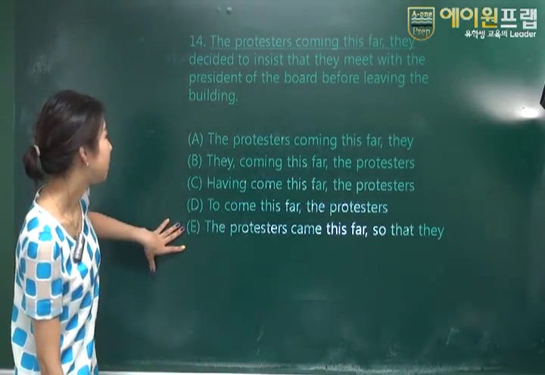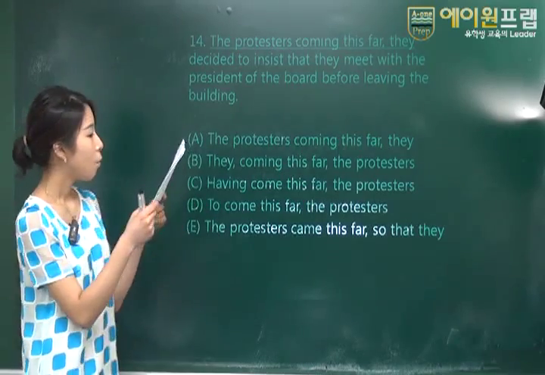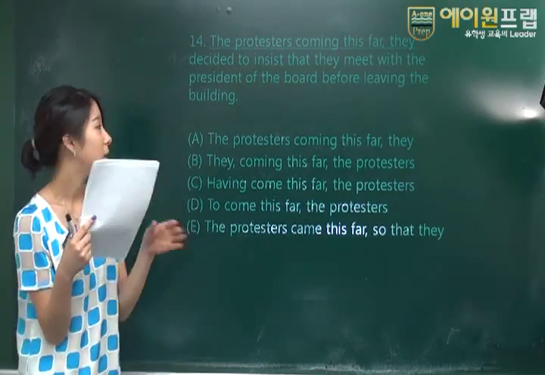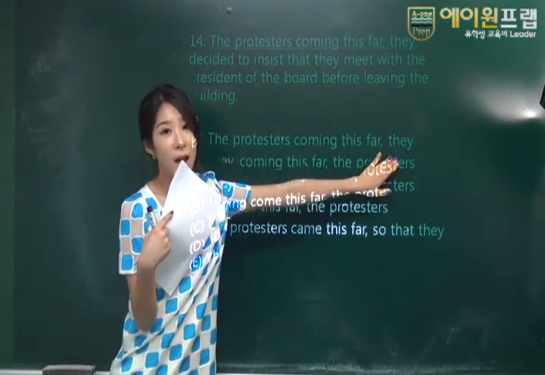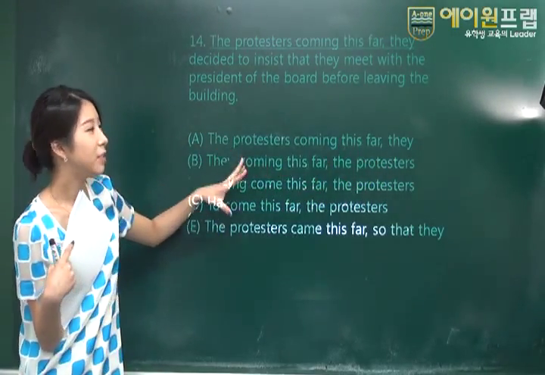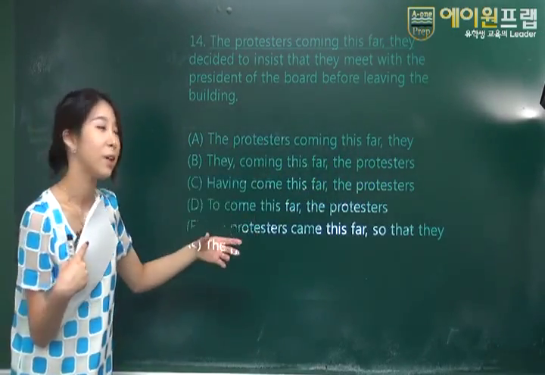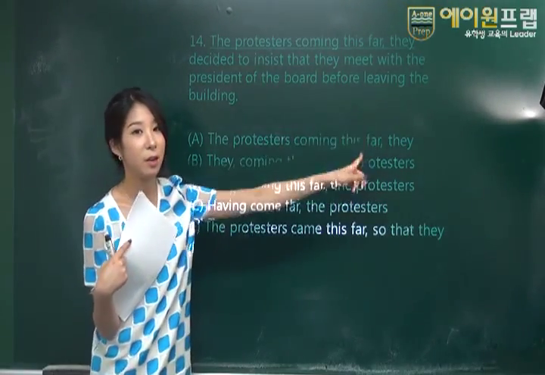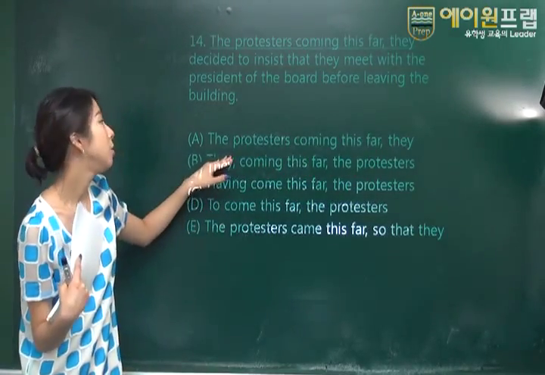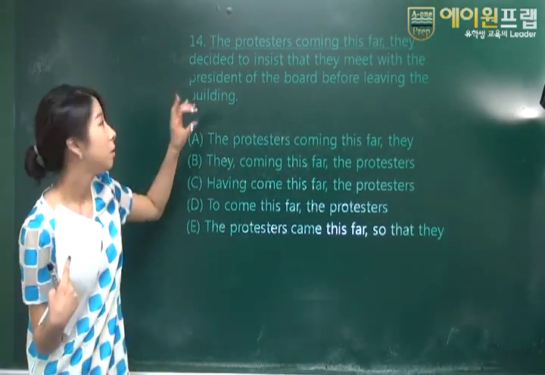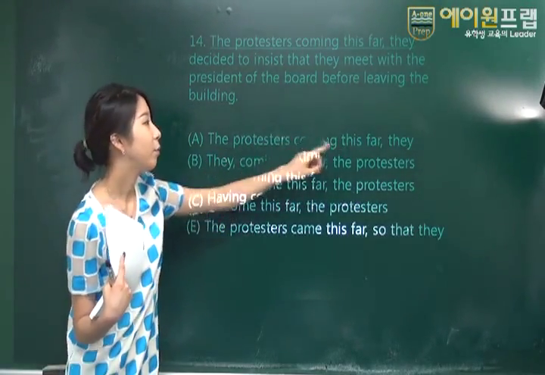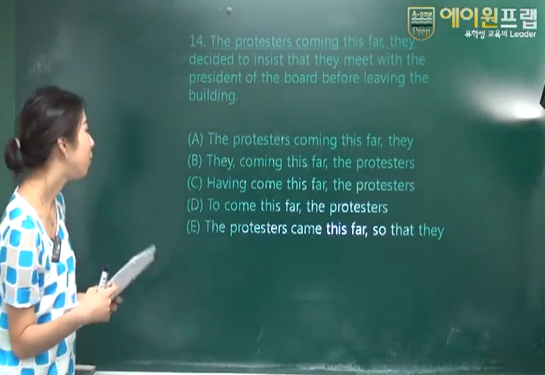So let's look at the options, okay? So, the protesters coming this far, comma, and they. There's a they after the comma, and this is a pronoun. And as I said, it's not good to use a pronoun when it's not really necessary. So it's not good to have they there. We already know that the protesters are they, and they are the protesters. So in a short sentence like this, we can just say the protesters as a subject, and then we don't need a they there. So that's the problem with A.